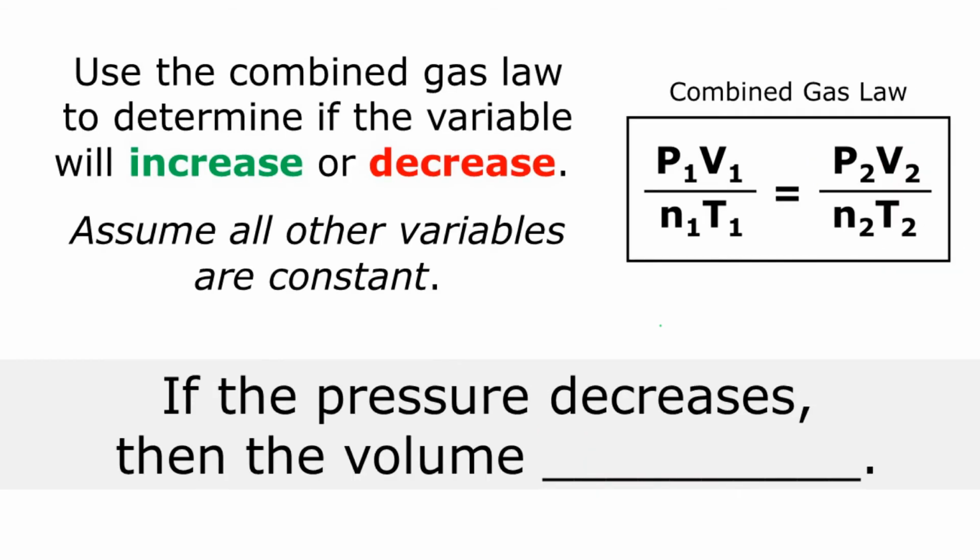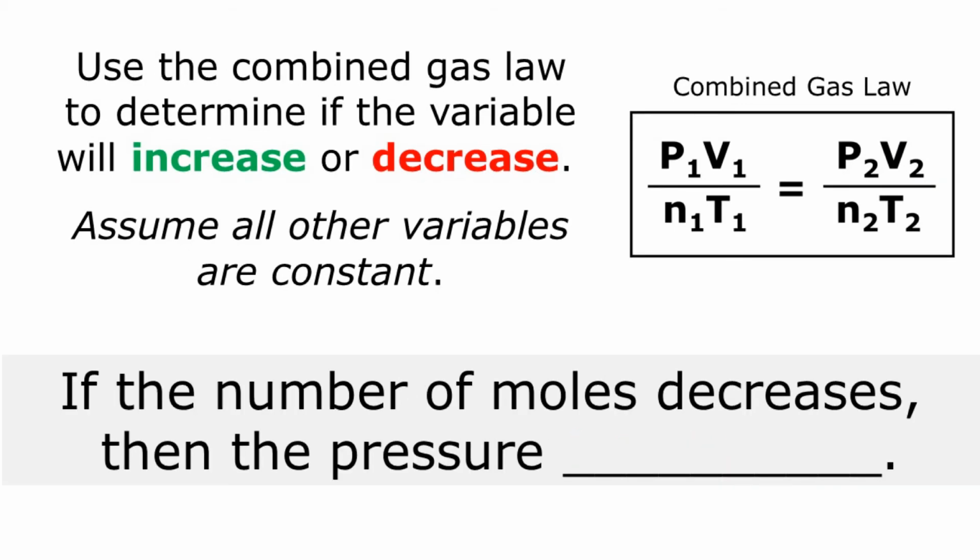So here in this example, we have if the pressure decreases, then the volume, and we need to figure out whether it increases or decreases. So I just look at pressure and volume, and so if the pressure decreases, then that means that the volume increases because they're on the same side of the line. Being on the same side of the line means that they're inversely proportional. So as one goes down, the other goes up. So the volume increases.